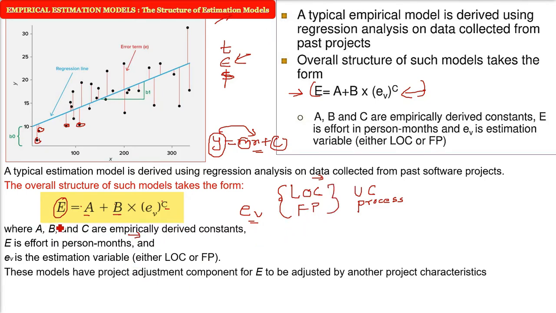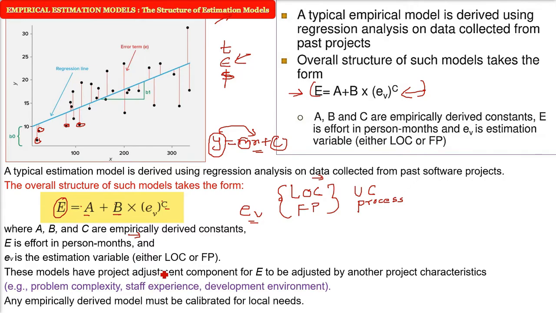So these models have a project adjustment component for E also, which we'll see. These are adjusted by other project characteristics. What are these project characteristics? The problem complexity, the experience of the staff, and what the development environment is like. And these empirically derived models must be calibrated for your local needs also, because every project, everywhere the work is done, is different from another. So this is how the basic structure of estimation is formed.